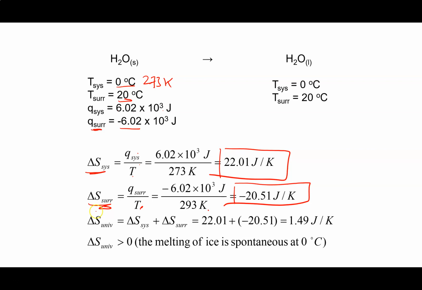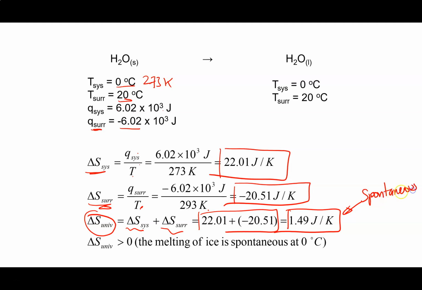So in order to predict spontaneity, I have to calculate the entropy change of the universe and see if that number is bigger than 0. So I have to add together the entropy change of the system with the entropy change of the surroundings. And when I do that, you'll see in this case, I get a positive number. So the fact that I got a positive number for the change in entropy of the universe tells me that this process is spontaneous.